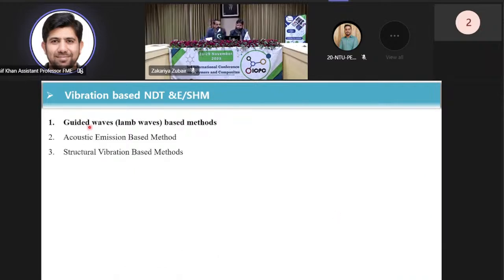Then, the vibration-based methods for health assessment or condition monitoring we can divide into three major categories. The first one is the guided wave-based method. The second one is the acoustic emission-based method. And the third one is the structural vibration-based method. By structural vibration, I specifically mean low frequency structural vibration within the range of 0 to 1000 hertz at maximum.